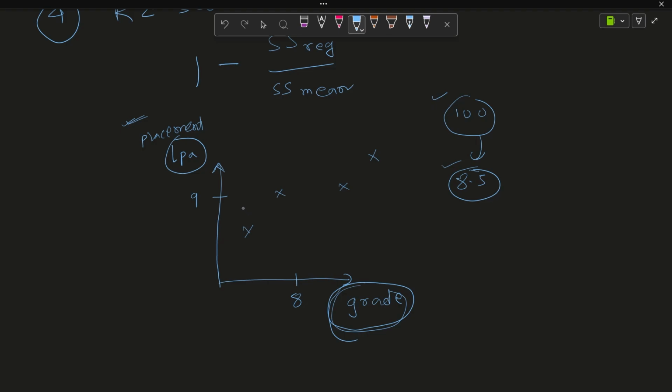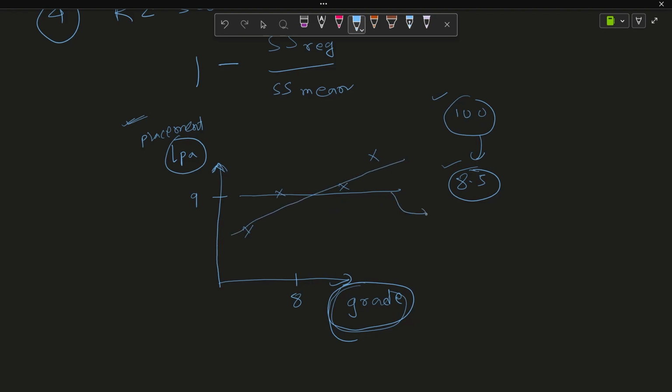The easiest way is to just calculate the mean and tell her that 8.5 is the average LPA. But if you want to add more information, you can add grade. You can tell her that if any student has a 9 CGPA, he has cracked a 9 LPA job, and if you maintain it, you will be able to crack it too. It will be a better model, right?